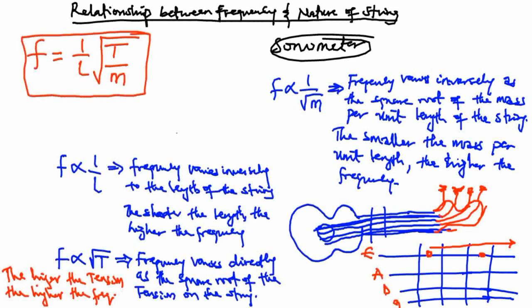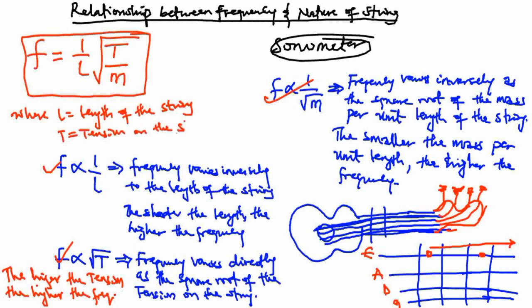So that's bringing 1, 2, 3 together. If we bring 1, 2, and 3 together, we'll have that f is equal to 1 over L, the square root of T over M, where L is the length of the string, T is the tension on the string, and of course M is the thickness of the string. So that is the relationship.